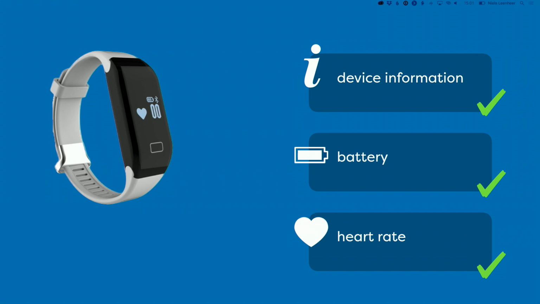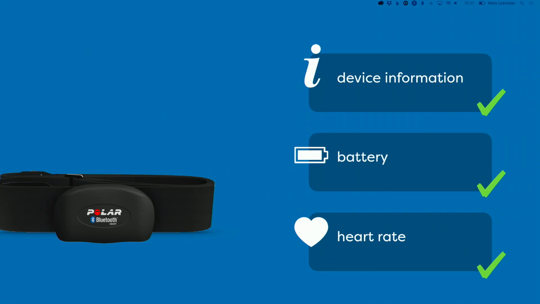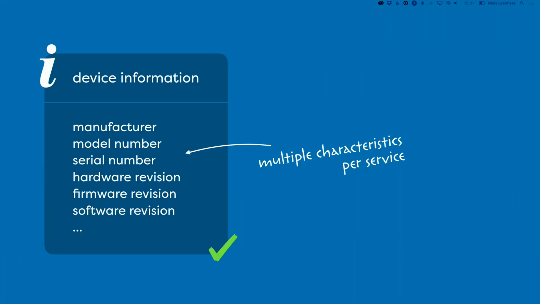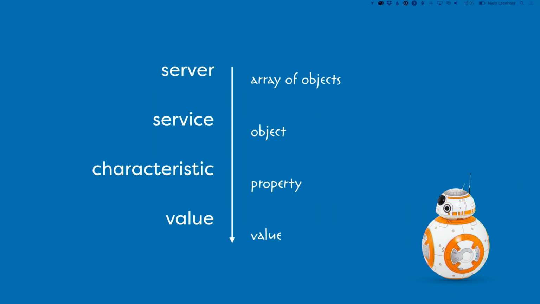Unless you buy one of the cheap ones, then you won't get the battery service, nor the device information, and the heart rate won't be a service, it's something they thought of themselves. Buy a more expensive one, you do get the standard ones. A service contains characteristics, like manufacturer, model number, serial number, and so on. And it looks a bit like an array of objects. The server is an array of objects. The service is an object. The characteristic is a property of that object, and we have a value.